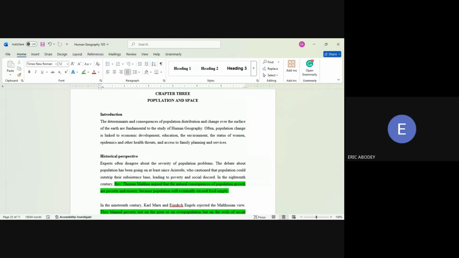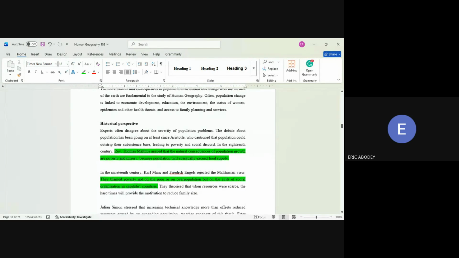In the 18th century, a man called Reverend Thomas Malthus, the Malthusian population theory, also argued that the natural consequences of population growth are poverty and misery. He believes that as population increases, it has the potential of making people poor and live a life of misery, because population will eventually exceed food supply. In fact, he talks about the arithmetic increase and the geometric increase. We compare food production and the rate at which people were giving birth.